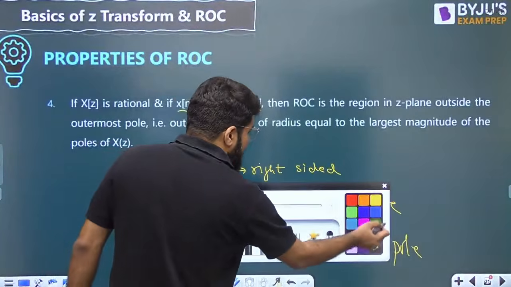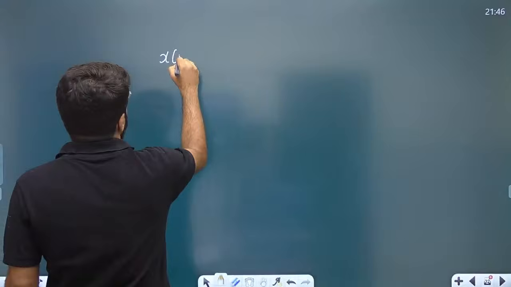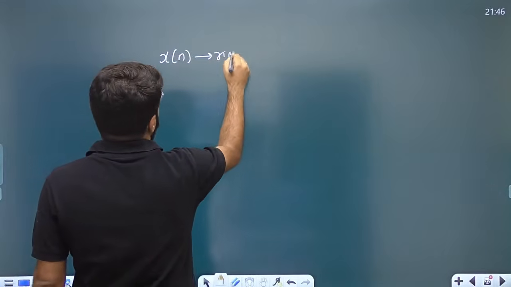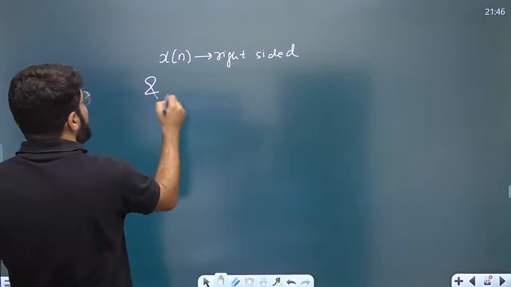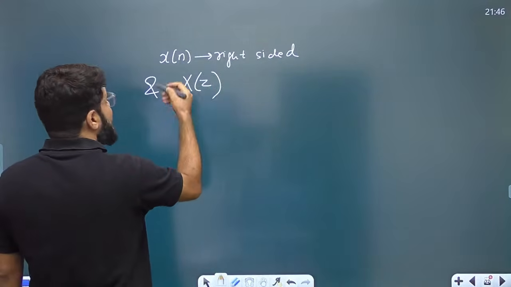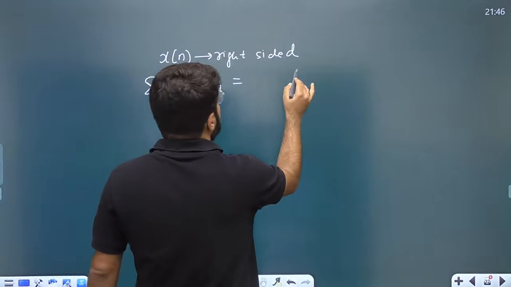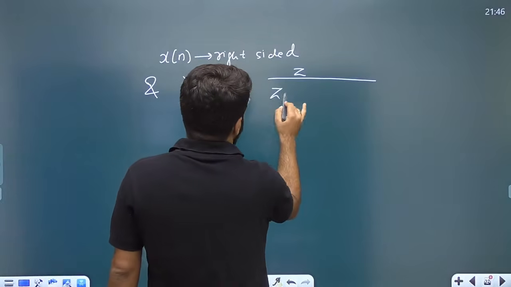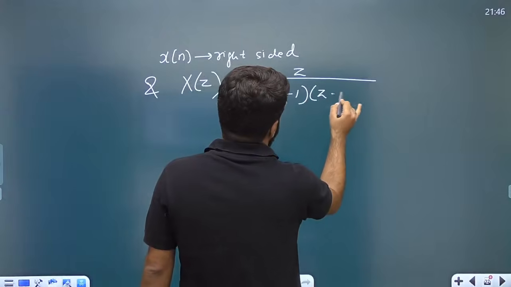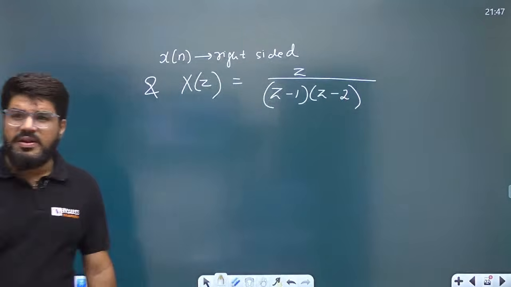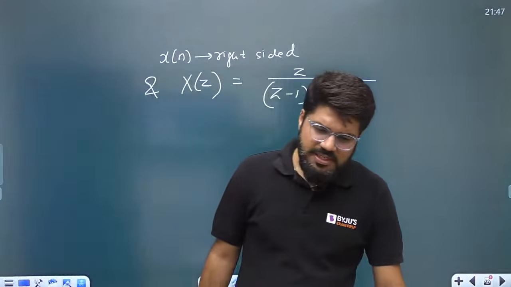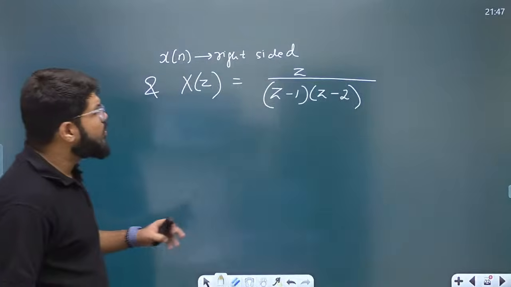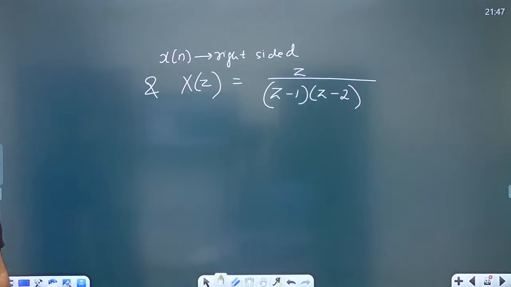For example, if I only give you data that x[n] is a right-sided signal, and I give you X(z), suppose it is equal to z divided by (z minus 1)(z minus 2). Suppose that is a Z transform given. We will see for some signals such types of Z transforms come up.